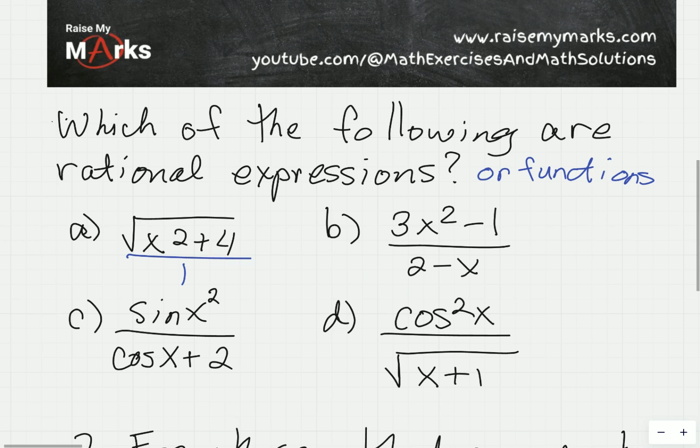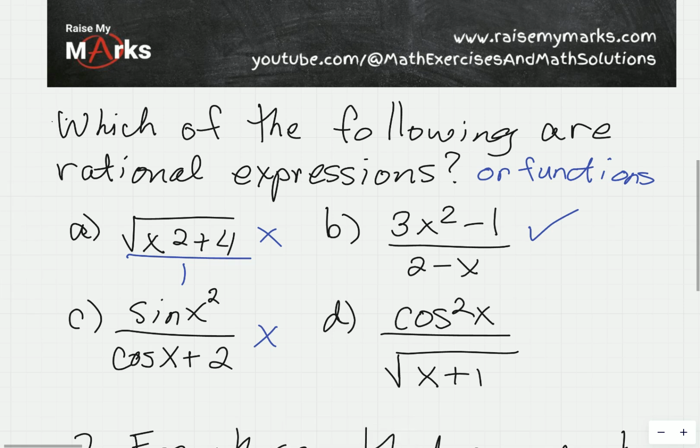So part B, 3x squared minus 1 over 2 minus x. So this is a fraction, and the numerator and denominator are both polynomials, so yes, B is a rational expression or function. Part C, all right, so we have a fraction. We have sine of x squared over cos x plus 2. That's good, we have a fraction. However, the trigonometric functions are not polynomials, and sine x squared and cos x are both trigonometric functions, so no. So far A and C are not rational expressions or functions, and B is.